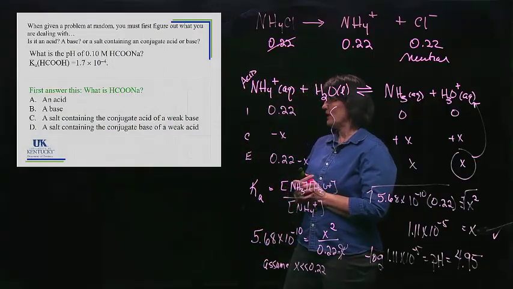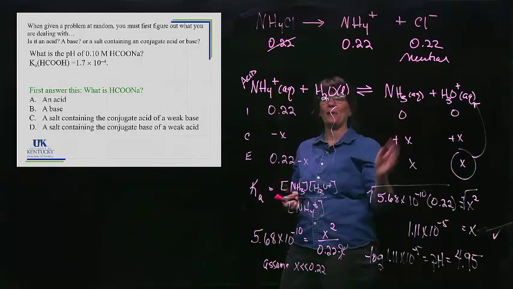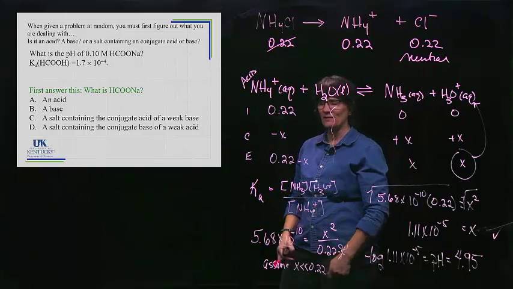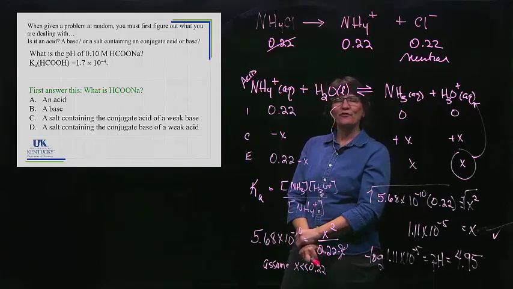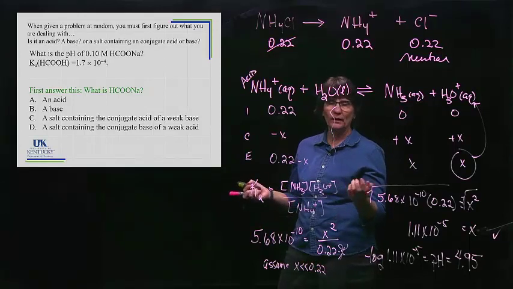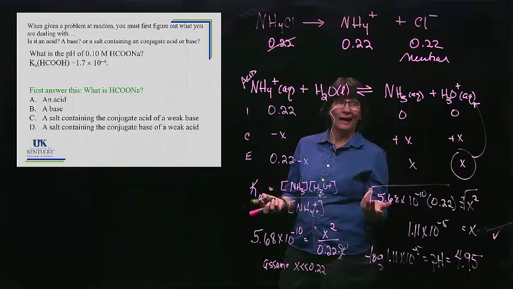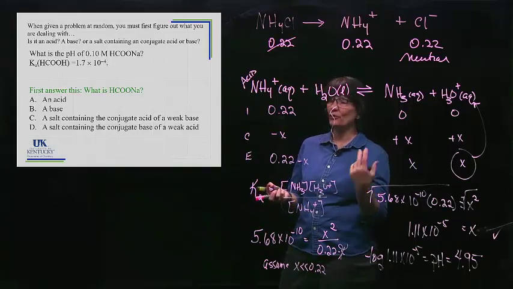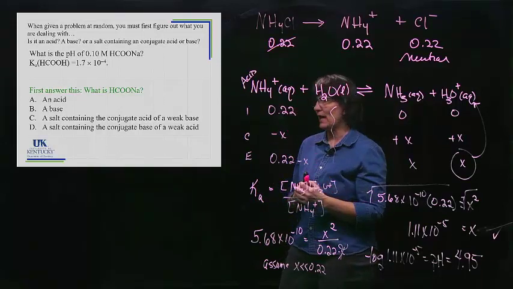All right, when given a problem at random, I'm talking about salt, so it's easy to figure out, but when you're given a problem at random and somebody just throws it to you on a test or whatever, you really have to figure out what you're dealing with first. Is it an acid? Strong or weak? Is it a base? Strong or weak? Is it a salt? I don't know. Is it an acidic salt, a basic salt, or a neutral salt? There's a lot of thinking through before you can ever start writing reactions.